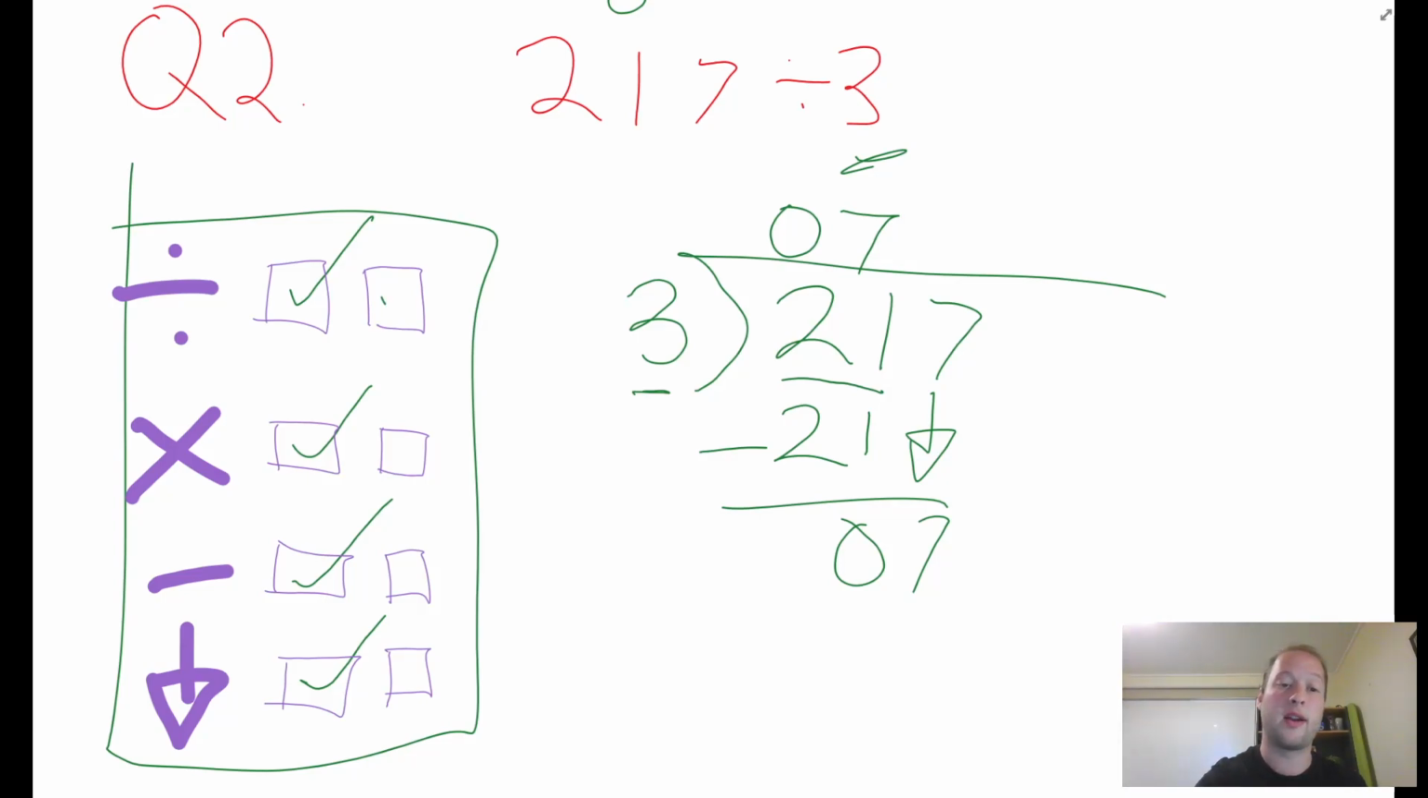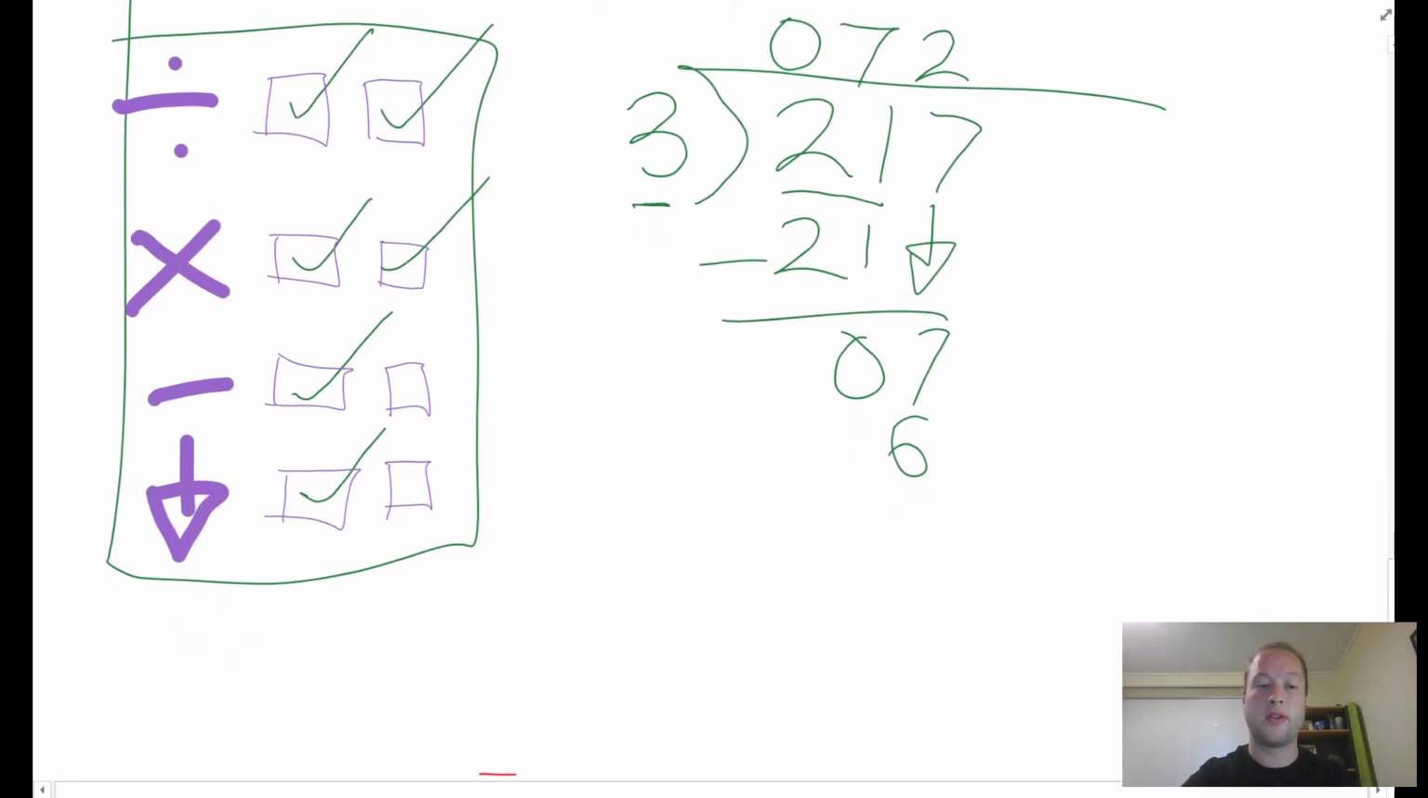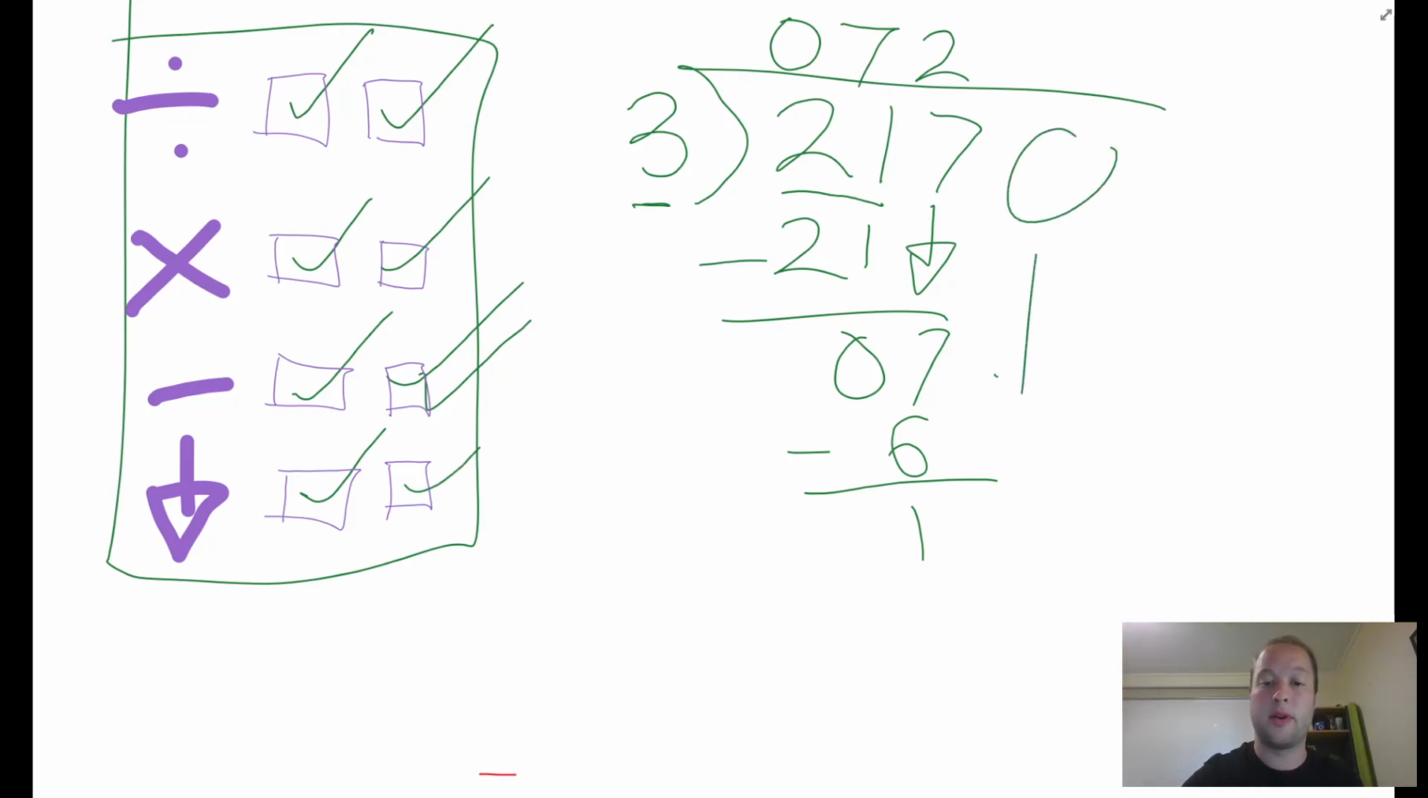So starting again, what's 7 divided by 3? Counting by 3s: 3, 6. If I keep going, it's 9. It's too big. I need to stop at 7. So 3, 6. So the answer is 2. Then to work out the remainder, I do the times. So 3 times 2 is 6. And then we've got takeaway. So we've got 7 takeaway 6 is 1. And then I have the drop down step, and there's nothing here to bring down. So I'll stop. So I know my answer is 72 with 1 remainder.